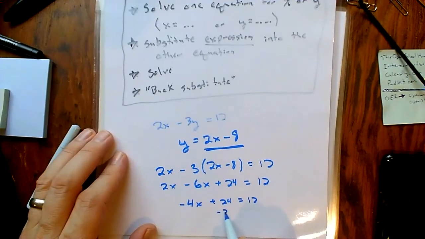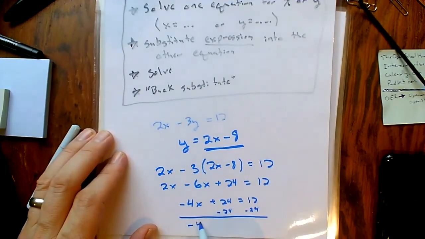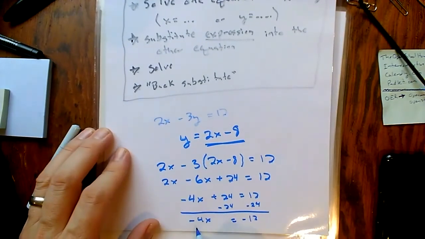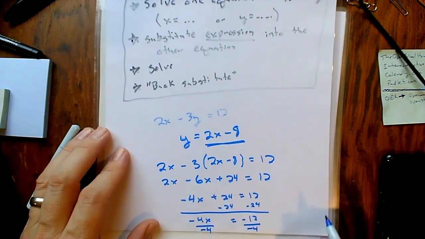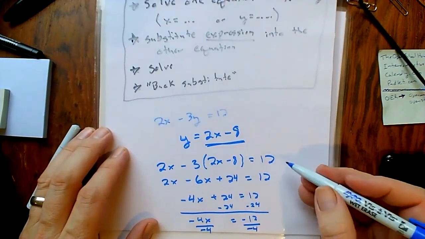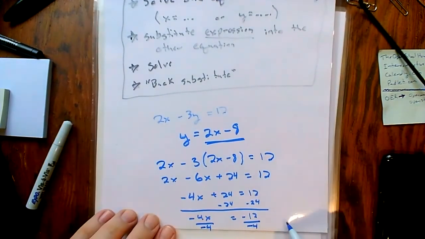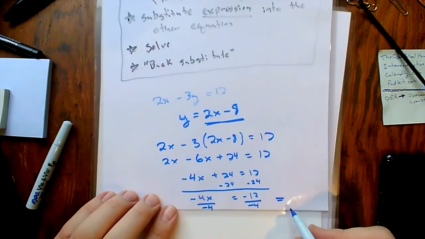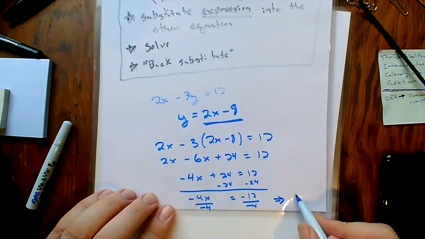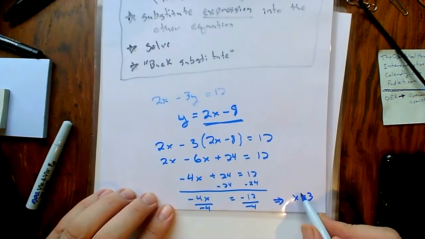I'm going to subtract 24 from both sides. So I've got negative 4x is equal to negative 12. And then I'm going to divide both sides by -4. So whenever we're solving, it's always simplify, add or subtract, divide. And now I've got my answer, and I'm on the edge of this page, so I'm going to just do this here. This is going to be x is equal to 3.